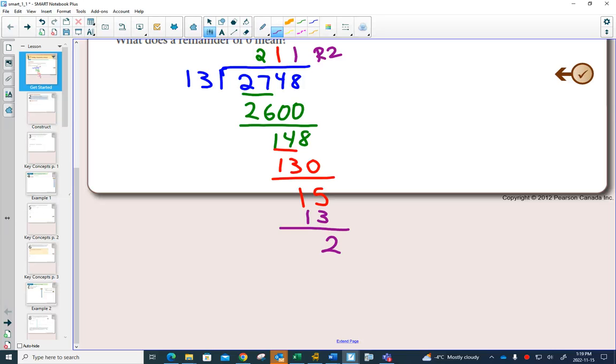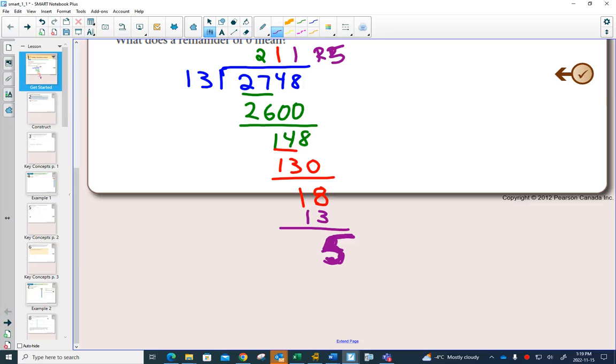Isn't 148 minus 130 18? Yeah, would it be 18? Yeah, that's 18. Oh, smoke. Thank you for noticing that, great math. Look at that. What a save. Oh, yeah. So it has a remainder of 5.